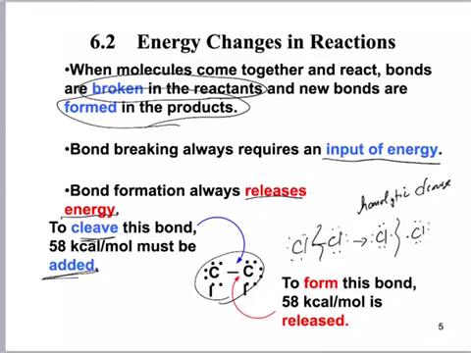To break that, I have to add 58 kcals per mole of energy. But if I make that bond, I get 58 kcals per mole of energy back, released. So here's the thing. Notice it's the exact same amount of energy, because breaking bonds and making bonds is kind of like our potential energy, kinetic energy example, where all the potential energy was converted to kinetic energy. Well, if I break a bond, it's going to be the same amount of energy as if I make a bond.